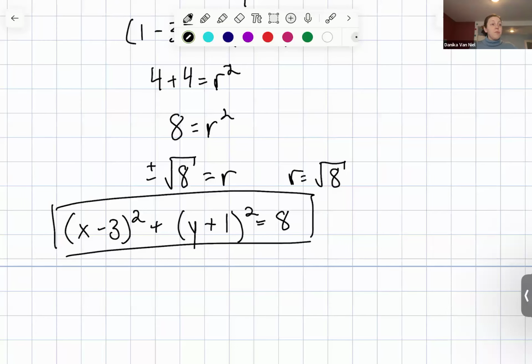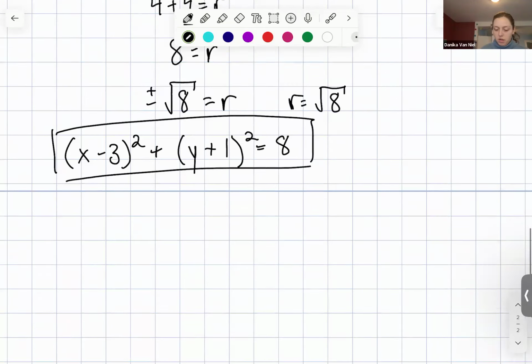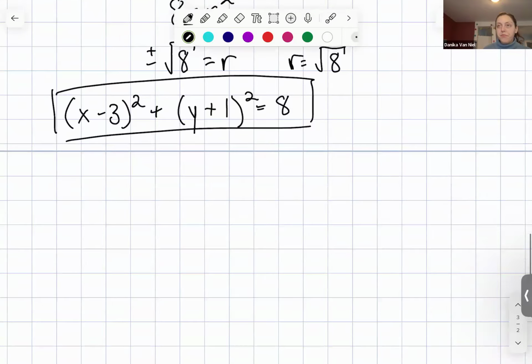Fabulous. Okay, there's something that I want to talk about with square roots. This is part of the algebra review that I had wanted us to talk about before, but we just didn't have time.